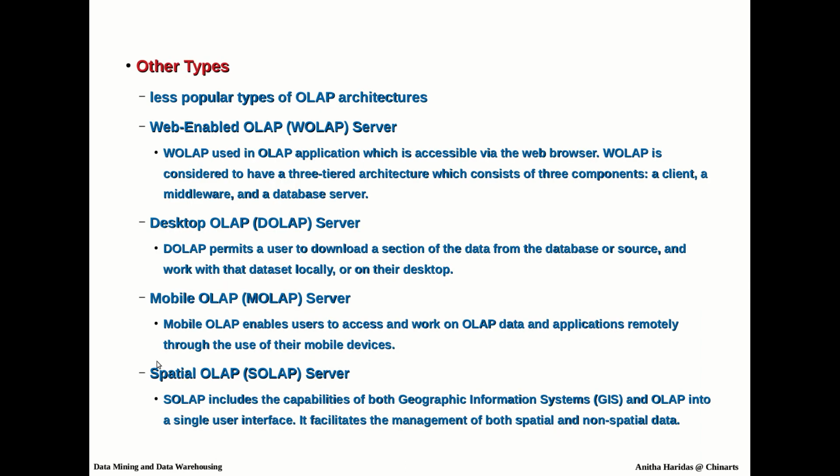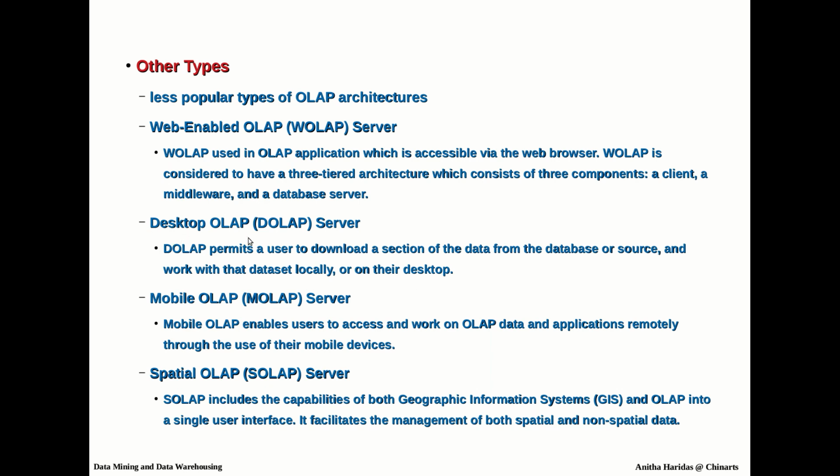Now, apart from all these, there are other, less popular types of OLAP architectures also available. You call it the web-enabled OLAP server. This is used in OLAP applications which are accessible via a web browser, and this is considered to have a three-tiered architecture. It contains a client, a middleware and a database server. The middleware is the one which acts as the web-enabled OLAP server, and it will be retrieving the data using the web browser.